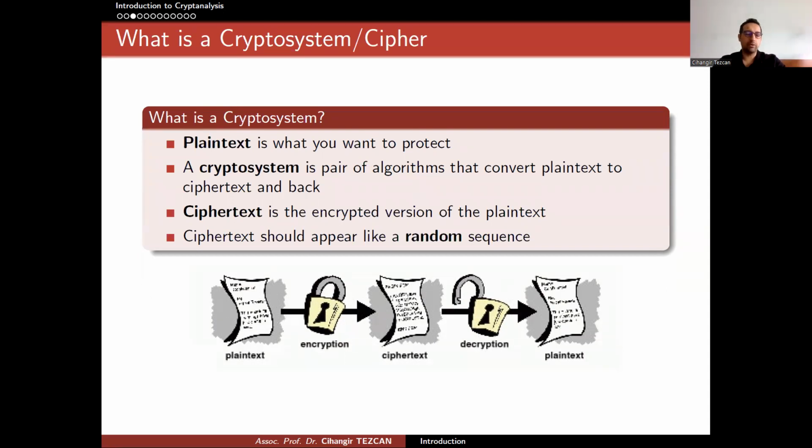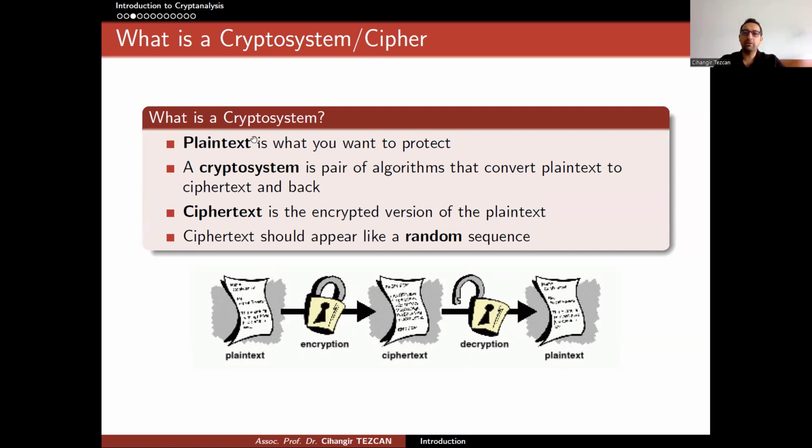So here we are going to talk about a cryptosystem or a cipher. So the basic question is, what is a cryptosystem? A cryptosystem actually takes the plaintext and converts it to ciphertext. And the ciphertext can also be, again, by this cryptosystem transferred back to plaintext. So we use the word cipher or the cryptosystem. I prefer the word cipher.